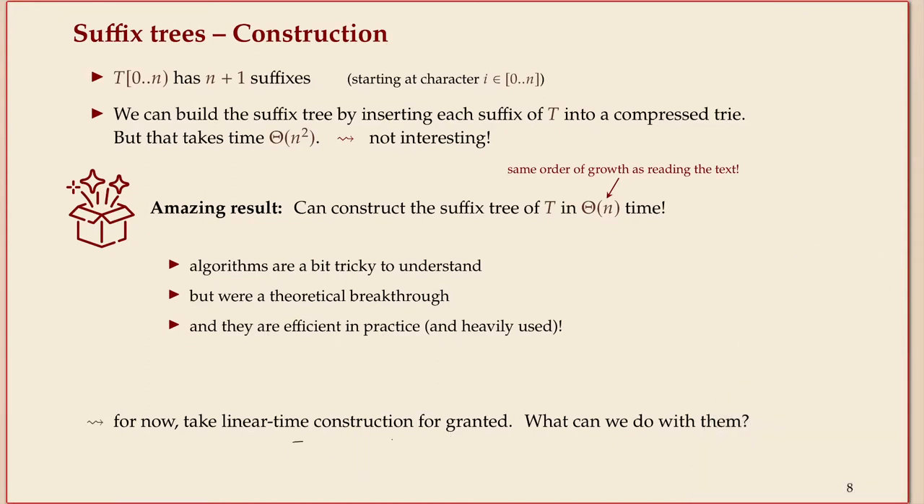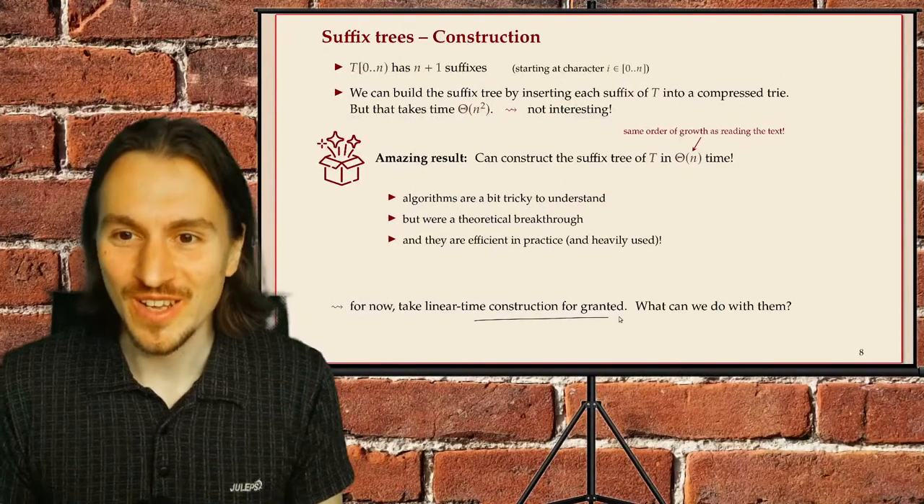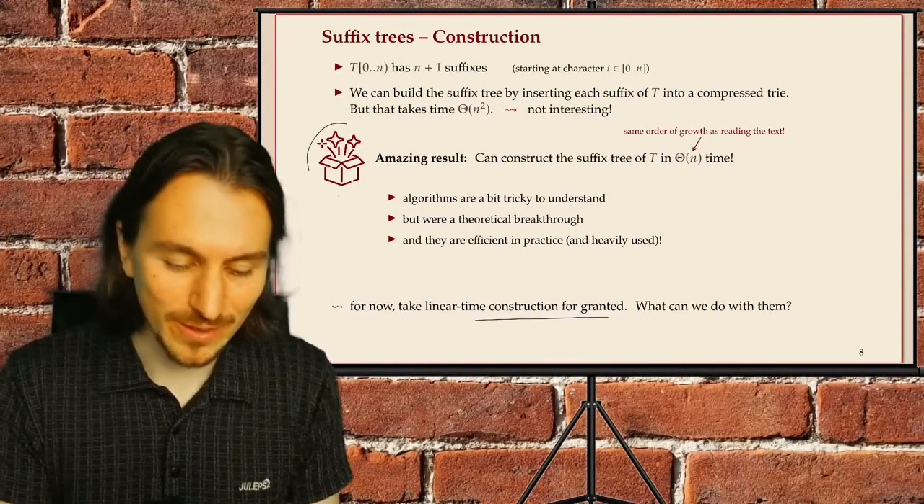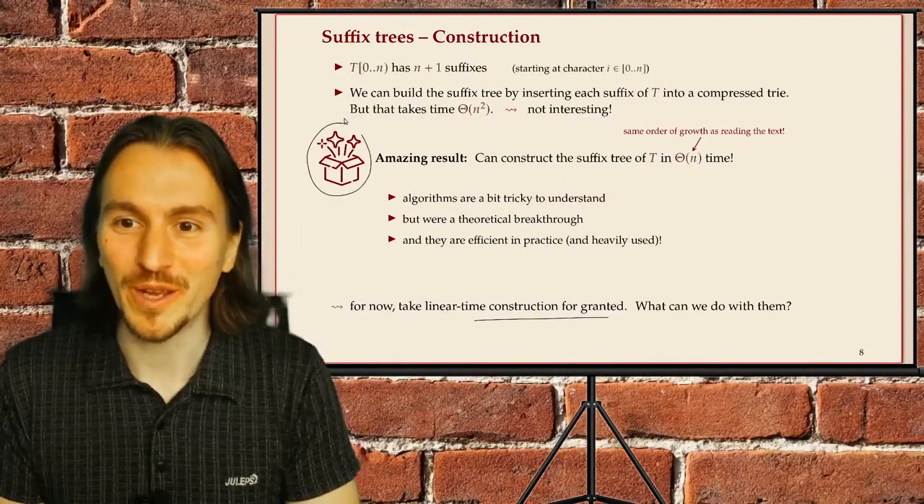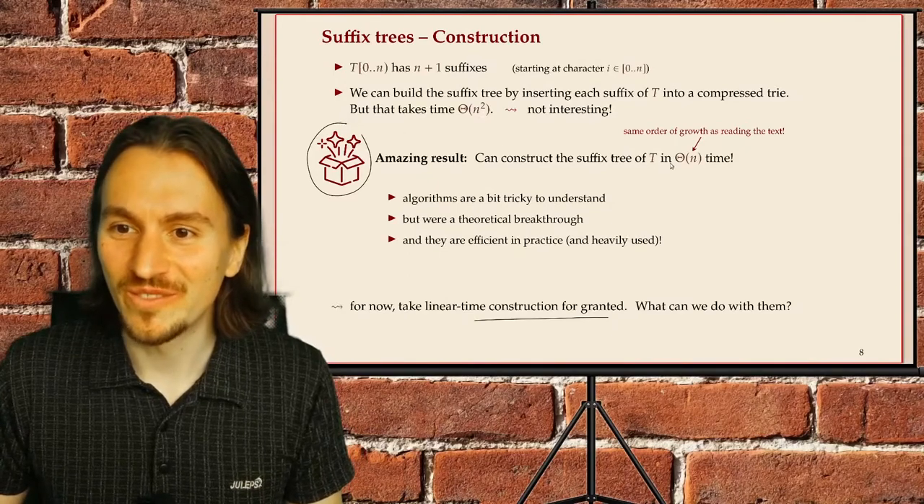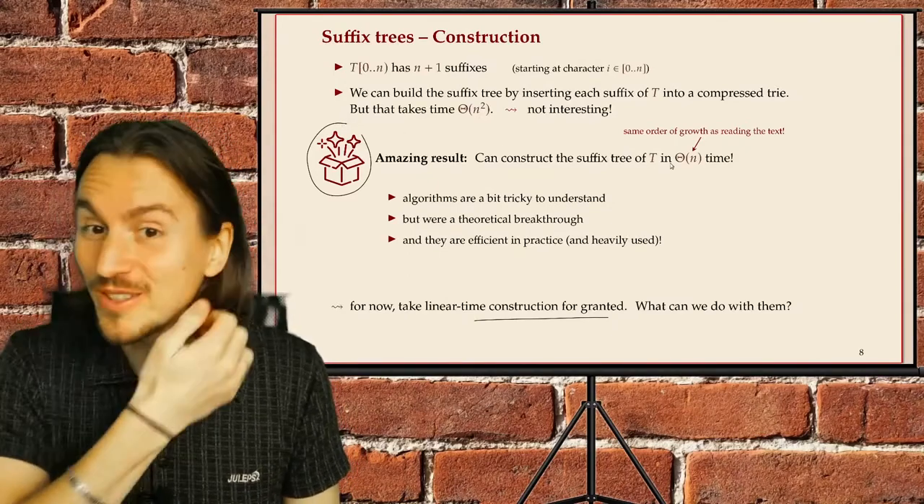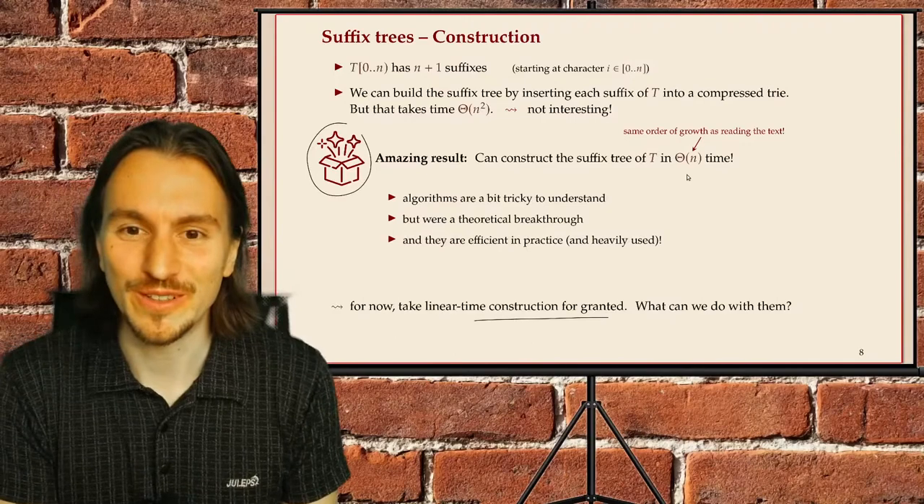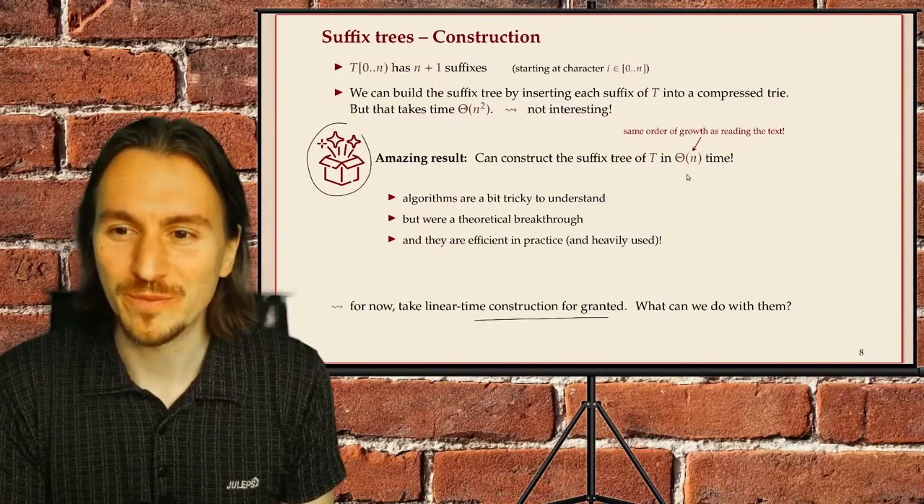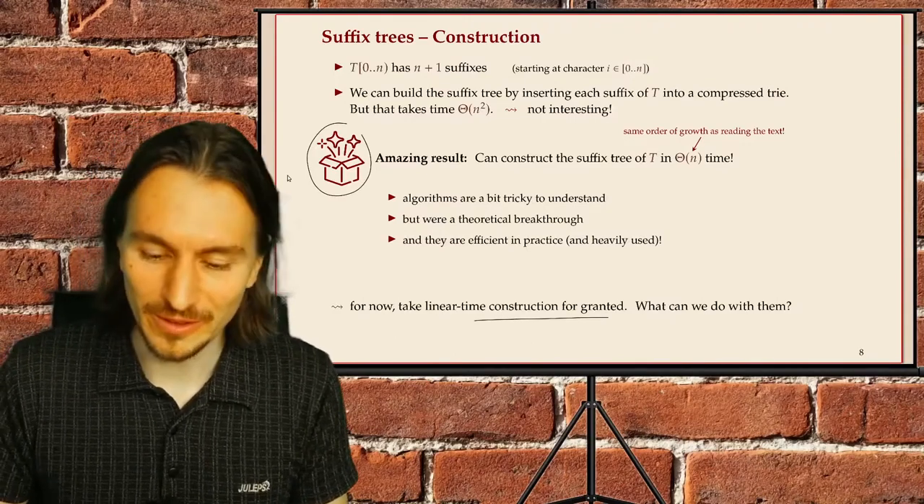What we'll do for now is we just take the linear time construction granted, and first ask the question, let's suppose we have this magic box. So suppose there is a way to treat this as a black box, and there is a way to construct suffix trees in linear time. What can we do with this? And we'll look at that first.